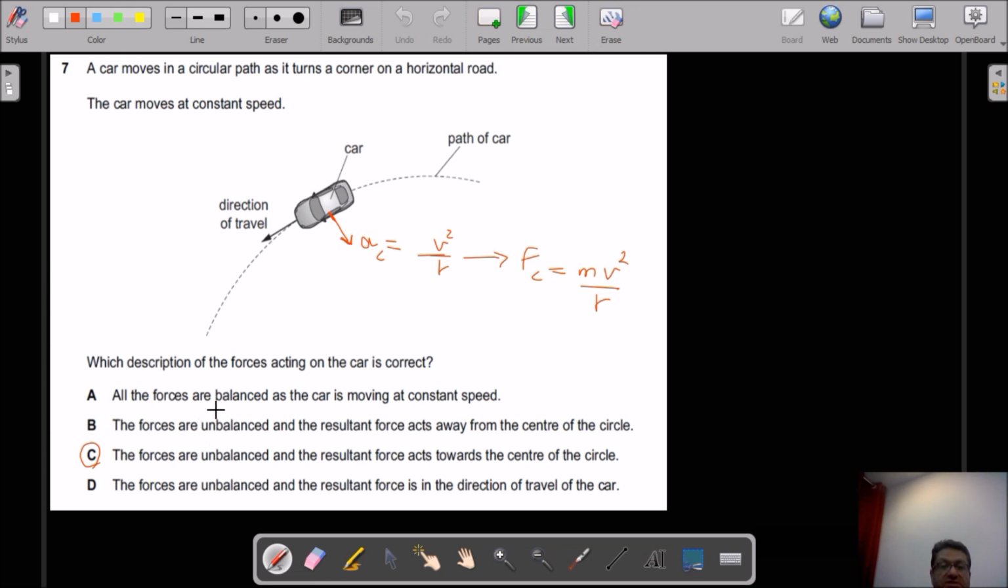First of all, the forces are balanced as the car is moving at constant speed. This is wrong, because in a circular path, if the object is moving with constant speed, forces are not balanced. That's why A is wrong. Between B, C, D, we can choose C, because it says the forces are unbalanced and the resultant force acts towards the center of the circle. You know that Fc is centripetal force, which is equal to mv squared over r, which is towards the center of the circle. That's why C is right.